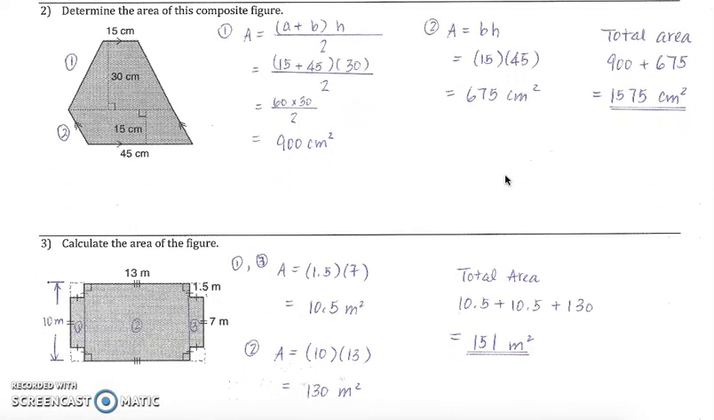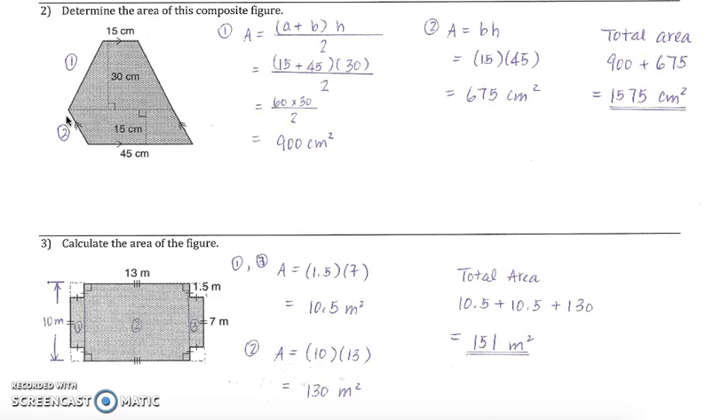Question 2. Determine the area of this composite figure. So once again, when I'm looking at this composite figure, I see that there is a larger trapezoid at the top and a smaller parallelogram at the bottom.